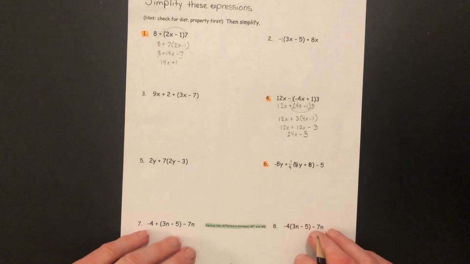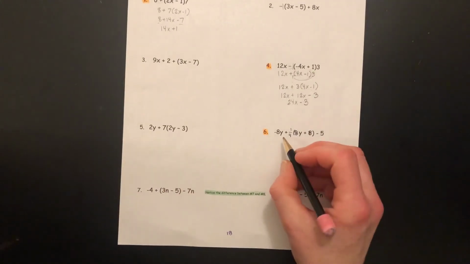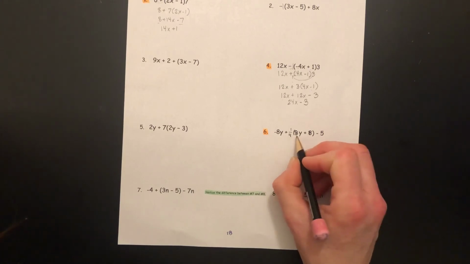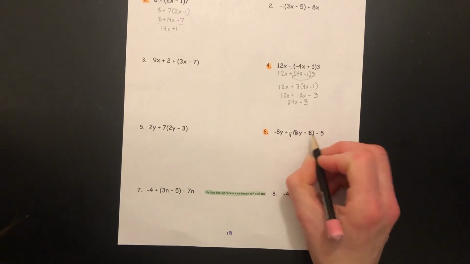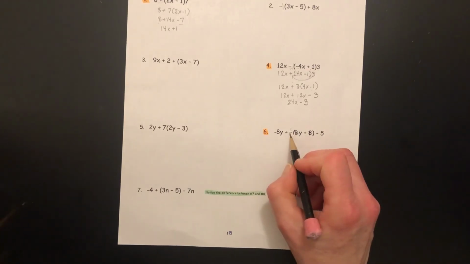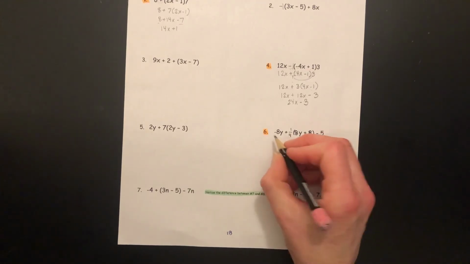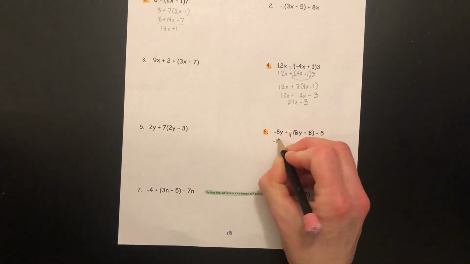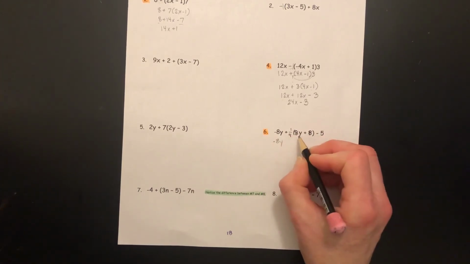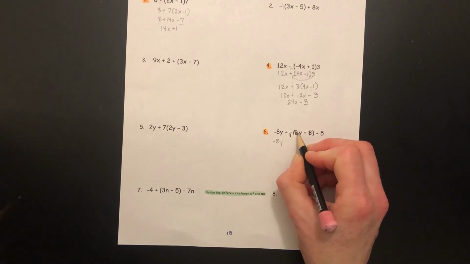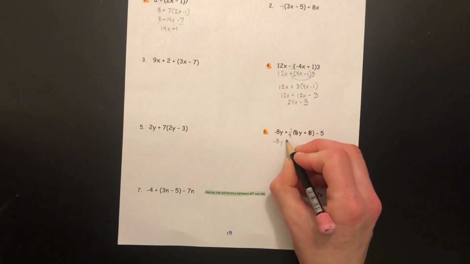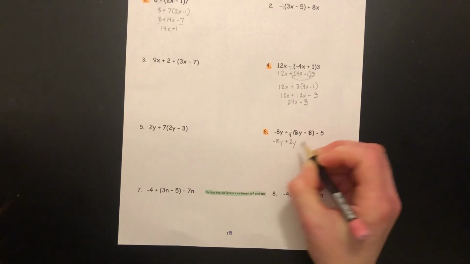Number 6. -8y plus 1/4 of 8y plus 8 minus 5. We are distributing 1/4. So let me write down -8y, and now let's distribute. 1/4 of 8 is 2. So 1/4 of 8y is 2y plus 2.